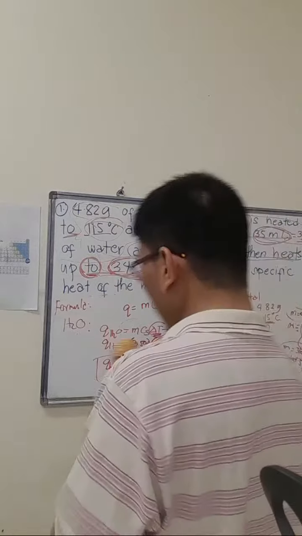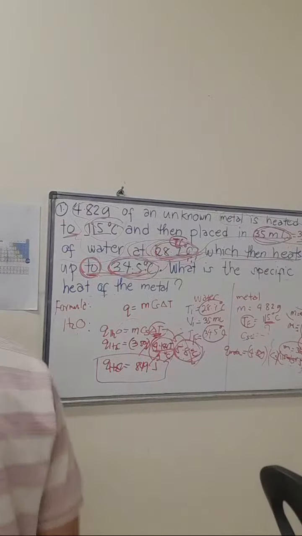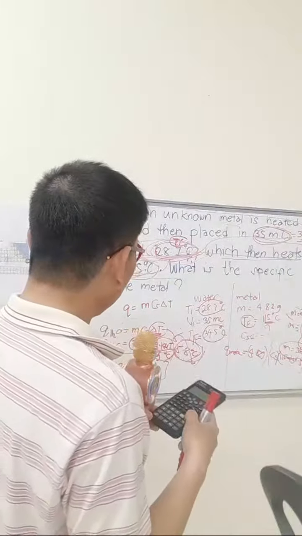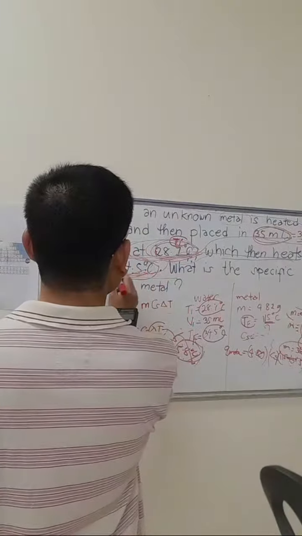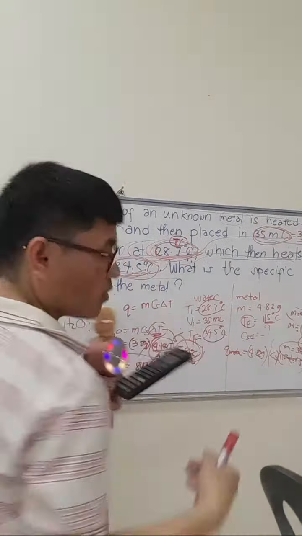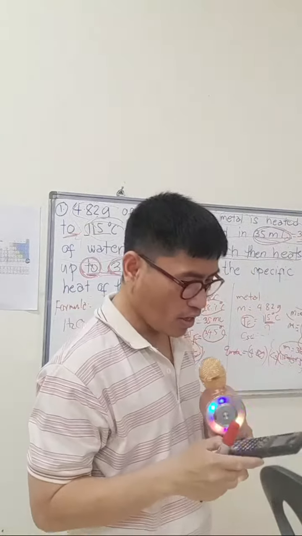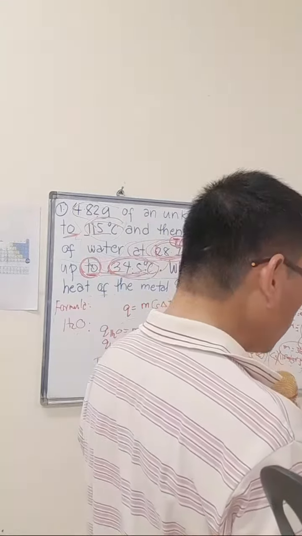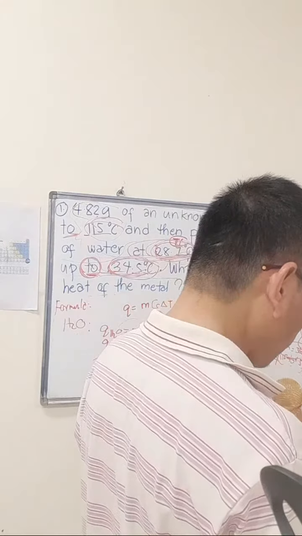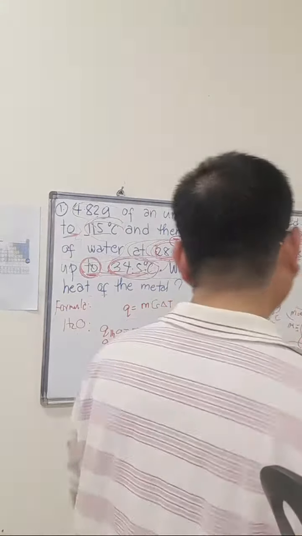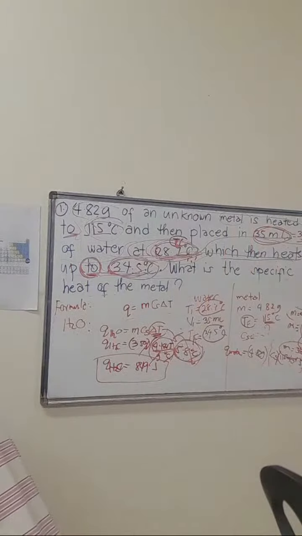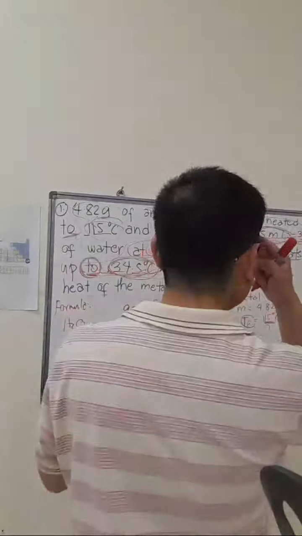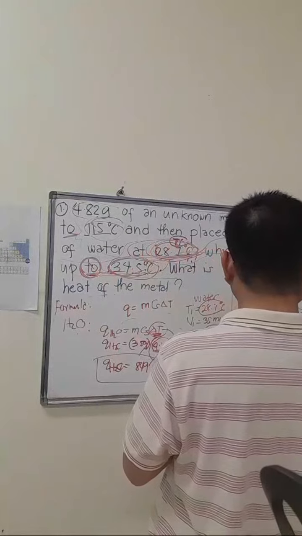So 115 minus 34.5. The final temperature of the water will also be the initial temperature of the metal, because they are transferring heat with each other. Very clear. So 115 minus 34.5 is 80.5, the temperature difference of the metal. So we now have 80.5 here.